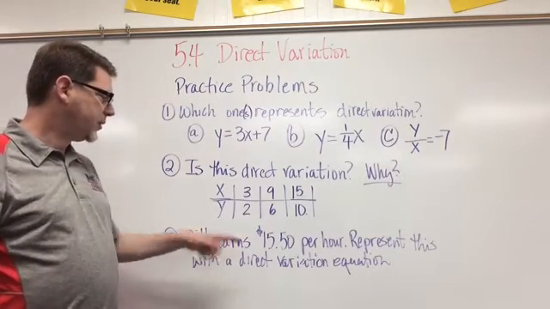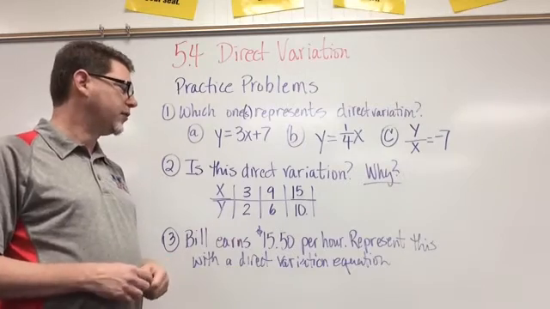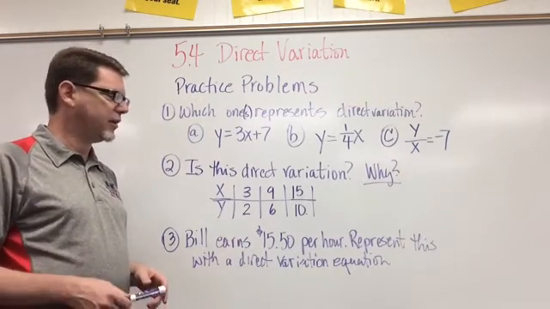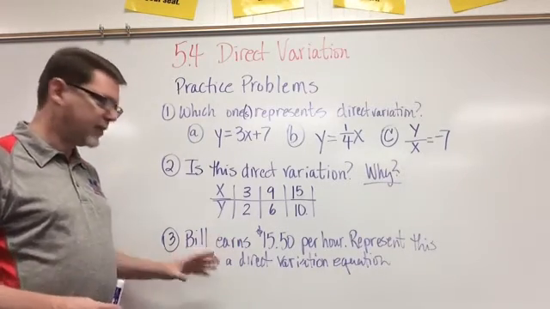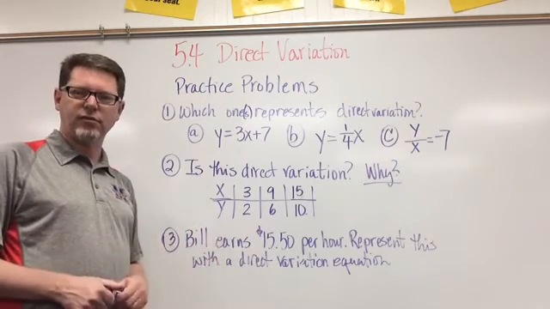And number 3, Bill earns $15.50 per hour. Represent this with a direct variation equation. It is direct variation. I just need the equation.